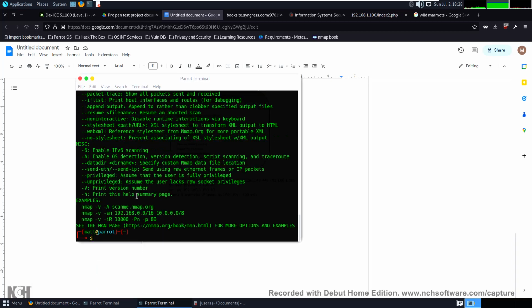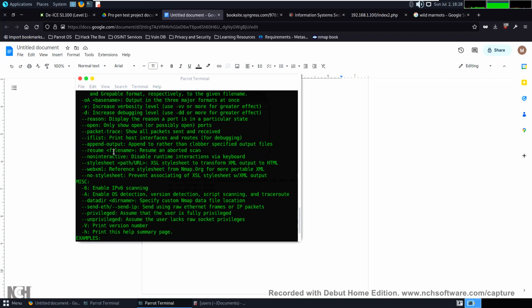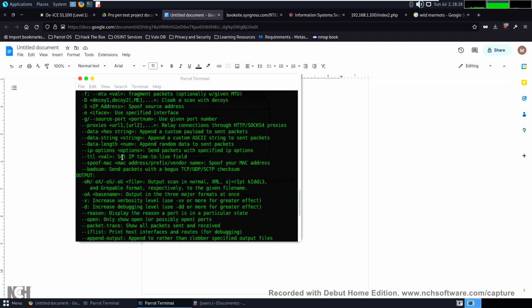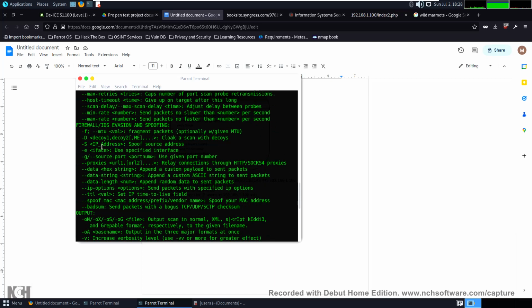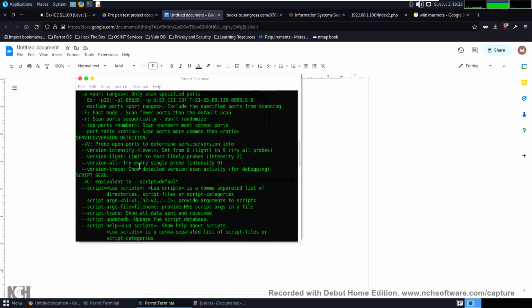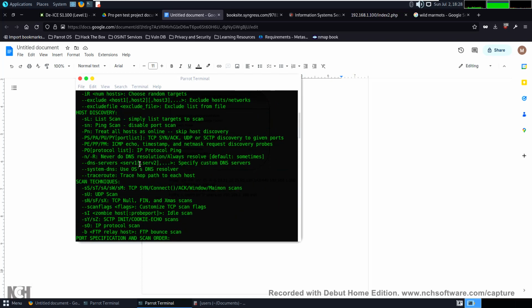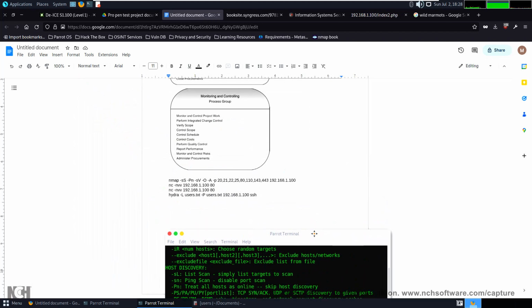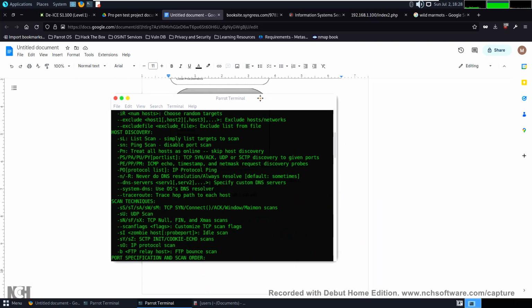Let's look it up. So that was a capital S, right? So we go over here. Capital S. Spoof. That's not in the context it was using. It was in scan techniques right here. TCP SYN connect, yes, okay. And then, what was the other thing? SV, is that just more verbose?